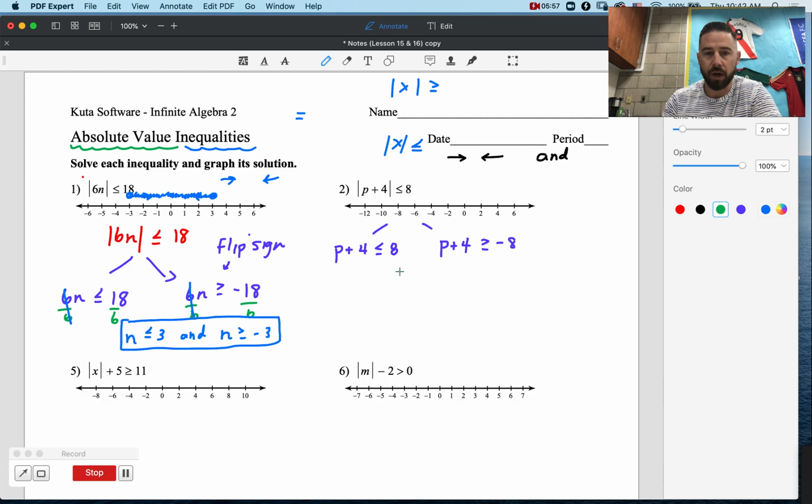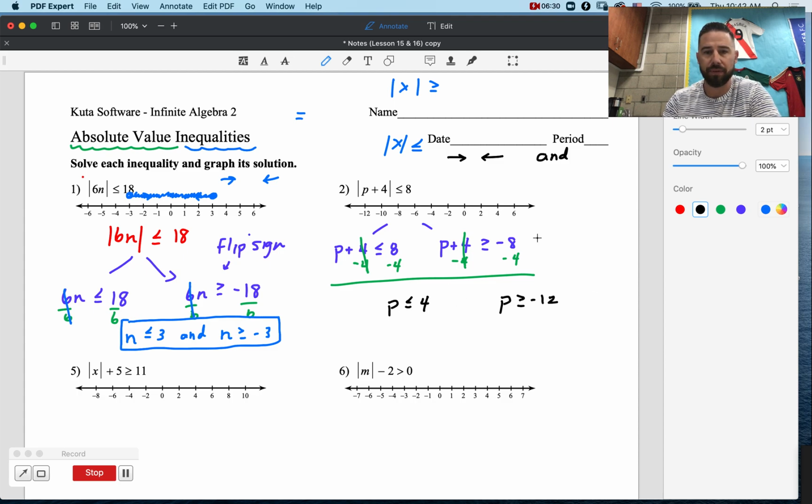Okay, let's subtract 4 from both sides. Subtract 4 from both sides. Gone. And it looks like we have P, that sign, and 4. And over here we have P, a reversed sign. And what is that going to be? If you owe 8 and you owe 4, then you owe 12.